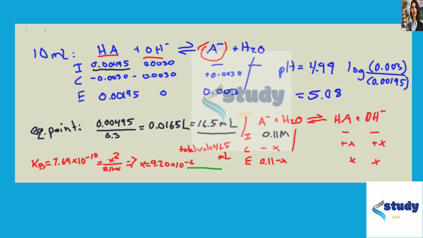So this here can give us pOH by taking the negative log, and we get 5.04. And then we can go ahead and go to pH, and that would be equal to 8.96. So that's at the equivalence point.